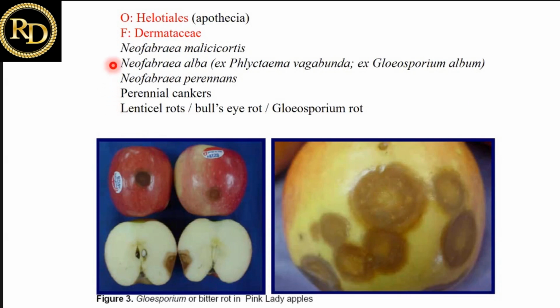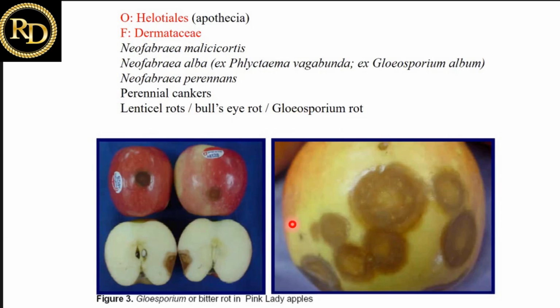There are different species, in particular Neofabrea malicorticis, Neofabrea alba, Neofabrea perennans, and also Neofabrea kienholzii. So four species which are causing cankers, perennial cankers on the apple tree, but also lenticel rots, and this disease has some synonyms. So it is also called bull's eye rot or Gloeosporium rot.